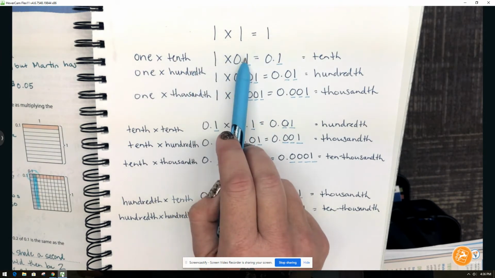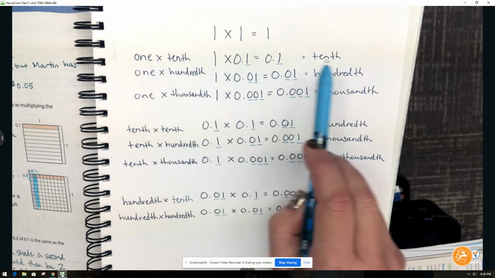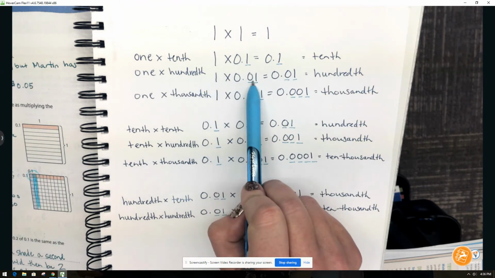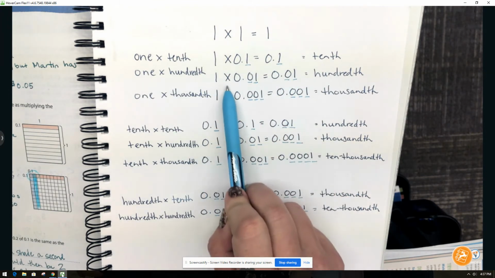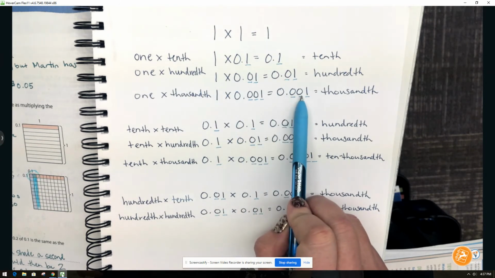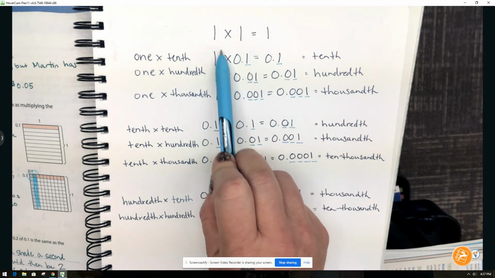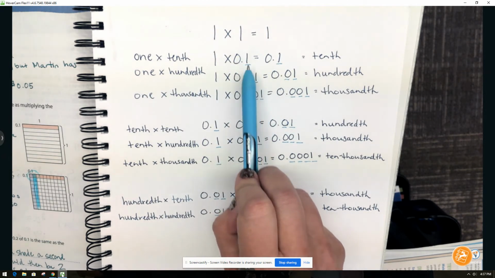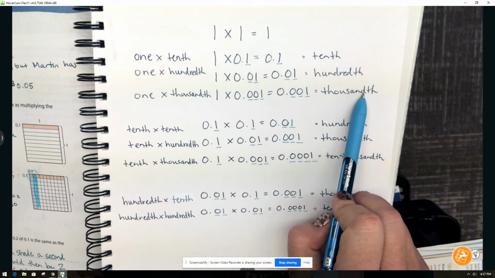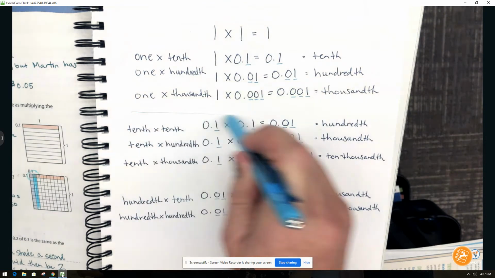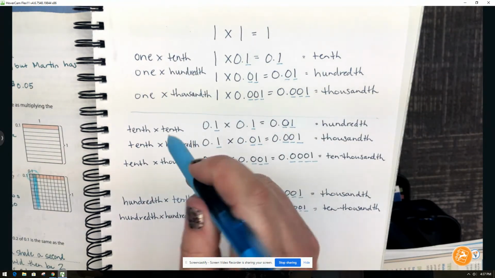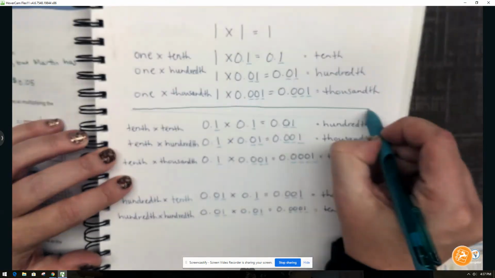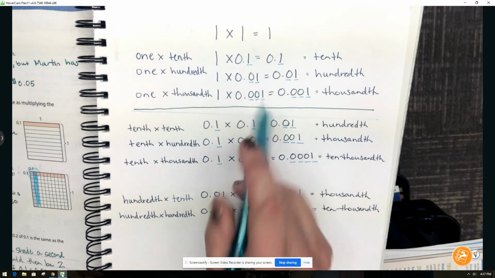So if we had a whole number times a tenth, remember there was only one digit after the decimal, so therefore our answer was always a tenth. If we had a whole number times a hundredth, our answer was always a hundredth. And if we had a whole number times a thousandth, our answer would have always been a thousandth. So anytime you multiply a whole number times a decimal, whatever the place value of that final decimal is, that's going to be your answer. That only works when you are multiplying a whole number times a decimal.